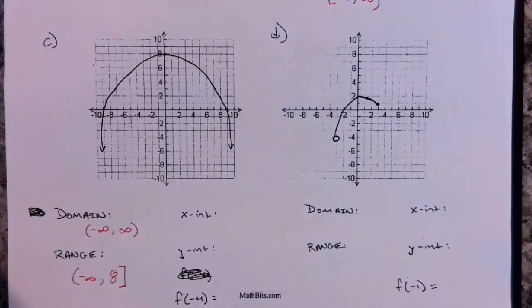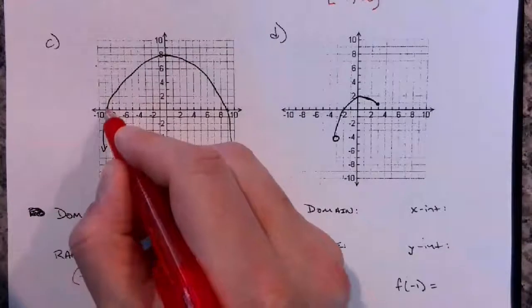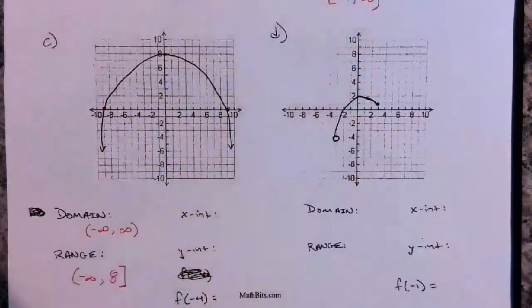For the x-intercept, now we want to know where this crosses the x-axis. In this case, we have two of them. There's one here, and there's one there. And that's okay. You can have more than one x-intercept. You can't have more than one y-intercept to be a function, though.